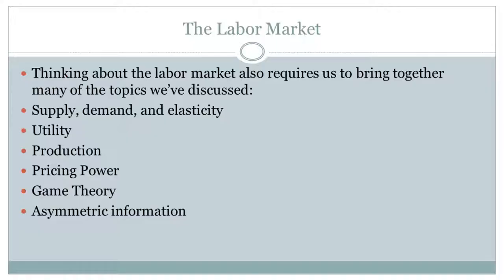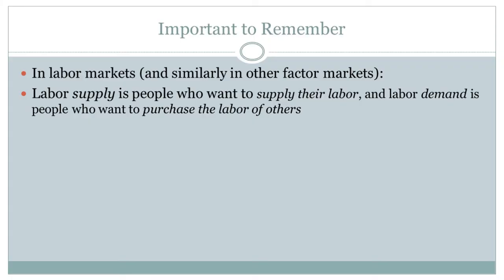It also brings in the stuff that we've talked about since the midterm too, right? Pricing power is a relevant thing in the labor market, as is game theory. There are some game theoretic aspects that are going to show up here, and asymmetric information. We talked about signaling before, and we're going to talk about signaling here in the labor market as well. So it brings together all this sort of stuff, and it acts as a little bit of a review session for all of us. Now, before we really get into talking about what the labor market is like and applying all these things to it, a quick little aside, something to keep in mind, because this is easy to get reversed from the way that we typically think about the economy.